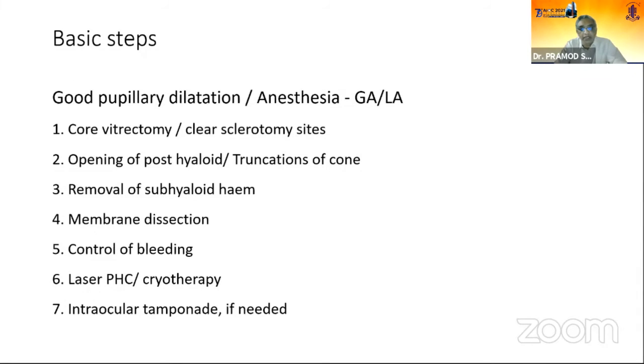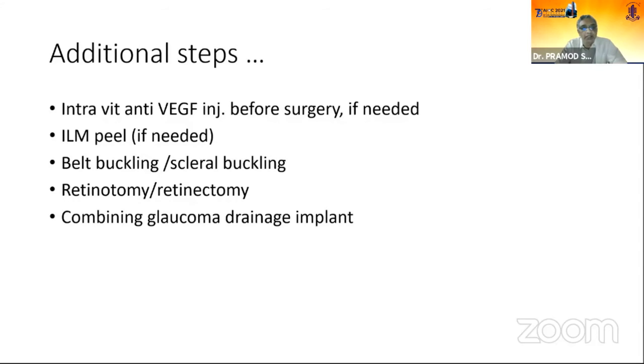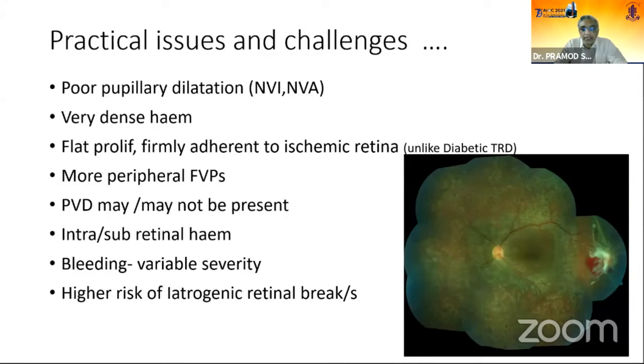So the basic standard vitrectomy steps are the same, but there are some additional steps here. Probably ILM peeling will be more aggressive if you have a macular hole or macular edema or traction. Sometimes you need to add a buckle, particularly because peripheral membranes are there and traction cannot be removed. And occasionally you may need retinotomy or retinectomy, and in eyes with NVG, we may have to combine vitrectomy with glaucoma drainage implants. So certain practical issues when you deal with these eyes are a very, very dense vitreous hemorrhage. We'll show one of the cases like that.